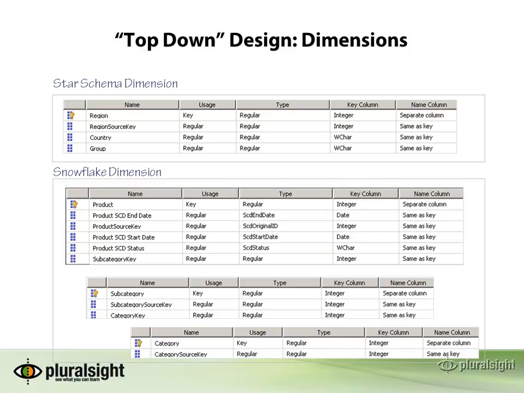But otherwise, the process is similar to the star schema. We set up the columns as needed. And notice here that we have several columns related to slowly changing dimensions, which is abbreviated as SCD. Those columns mark the time period when a version of a record is valid and also its current status.